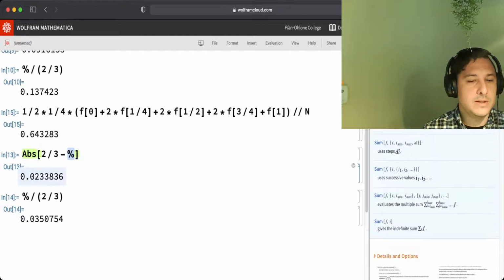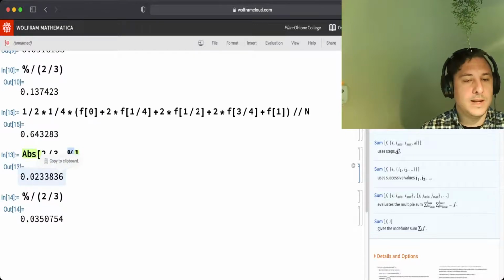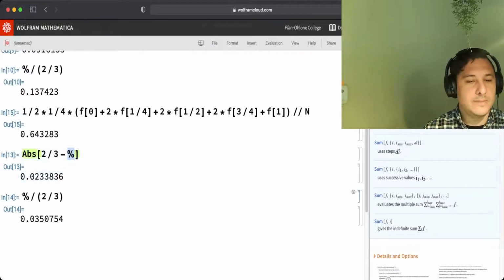The difference between those is 0.02333836. Okay, and then to get the relative error, I took my absolute error right here, and then I divided it by the other one.